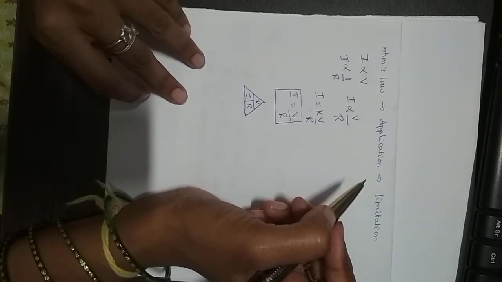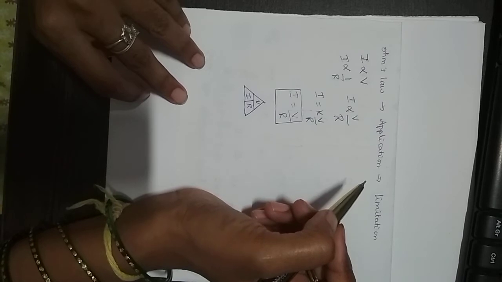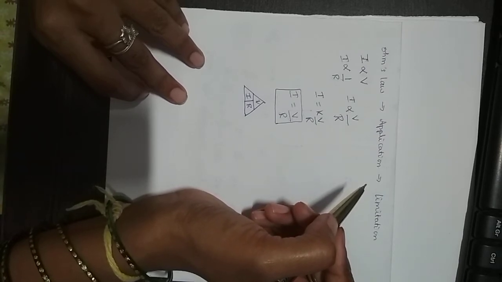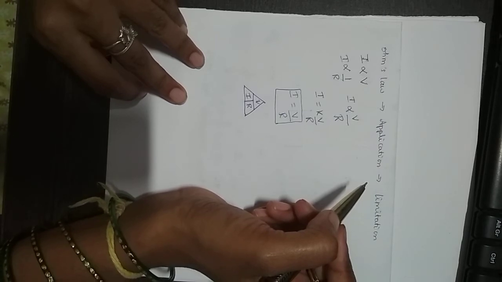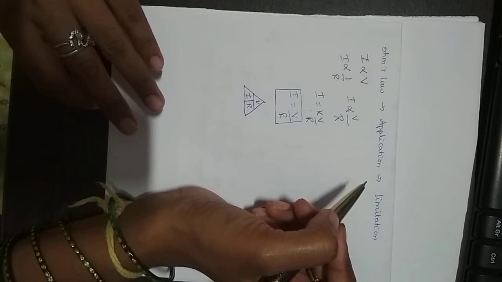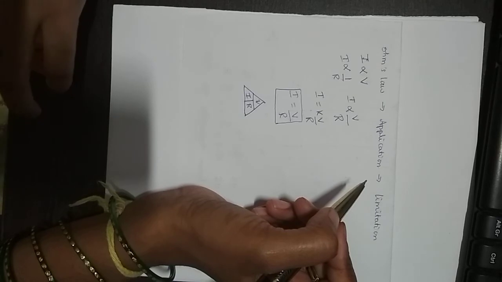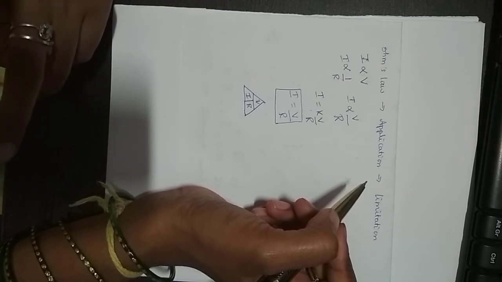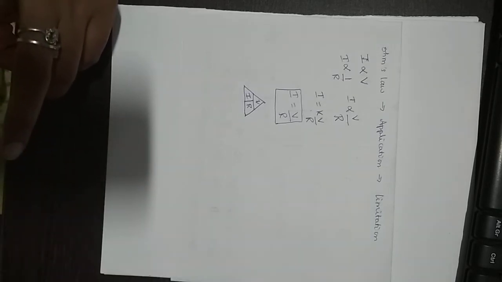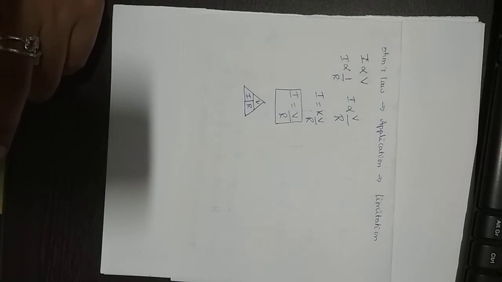Next, limitation. So limitation or disadvantage both are same. So in case of limitations, it holds good only at constant temperature. It cannot be applied for the semiconductor. It cannot be applicable for the electrolytes. It cannot be applicable for the complicated circuit. These are the limitations of the Ohm's law.